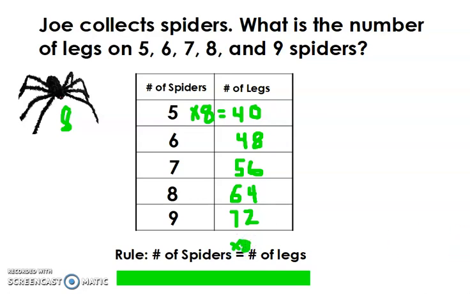Now, we can go the other way, and we can say, if we're going this way, we'd say the number of legs divided by 8 equals the number of spiders. So if we're going this direction, it would be the number of legs divided by 8 equals the number of spiders.